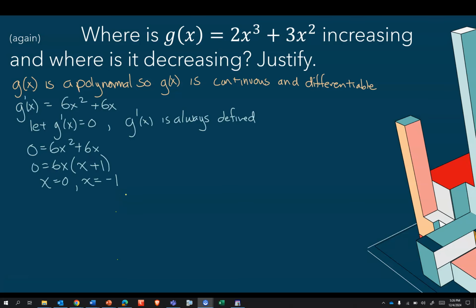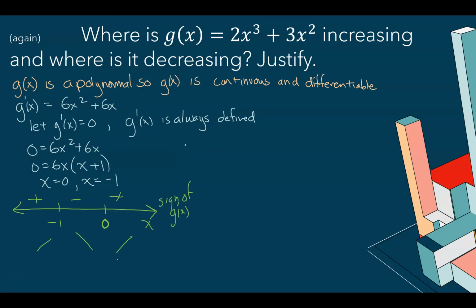We're going to find g prime of x, 6x squared plus 6x. We're going to look for critical values. We let g prime equal 0, and we get x equals 0 and x equals -1. Since g is differentiable everywhere, g prime is always defined, and we're not going to find that kind of critical value. From there, we can make a sign chart, and hopefully you know how to make a sign chart. So the sign of g prime is positive from -infinity to -1 and from 0 to infinity. So g is going to increase on those intervals.